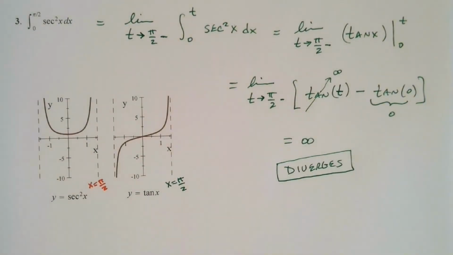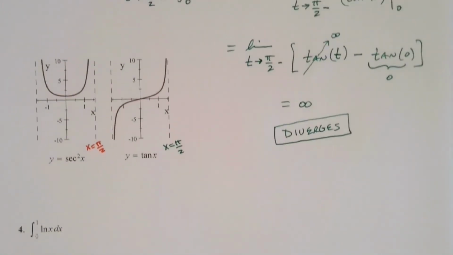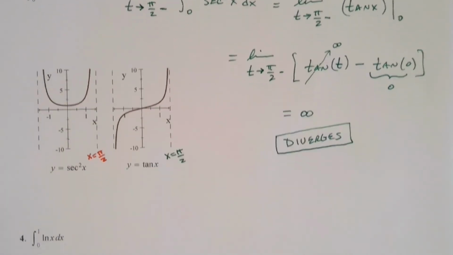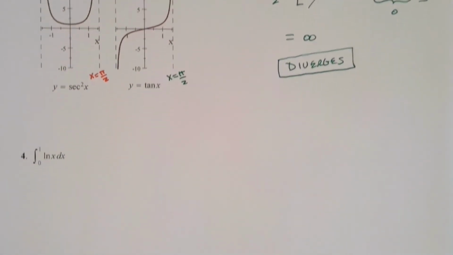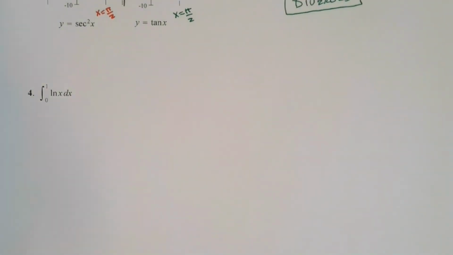All right, last example for this one, we're going to take a look at one more. So the last two integrals diverge. The first one we did in this video was convergent. Let's see what happens with this one, and this one involves the log function. Where's our vertical asymptote here?